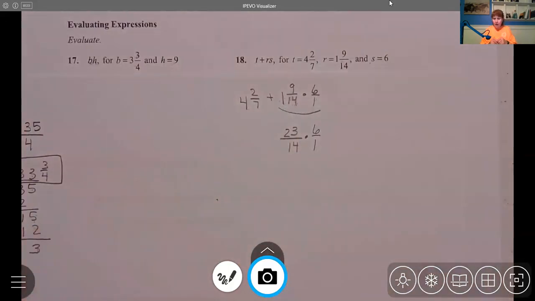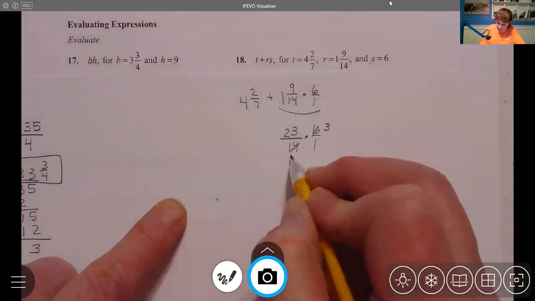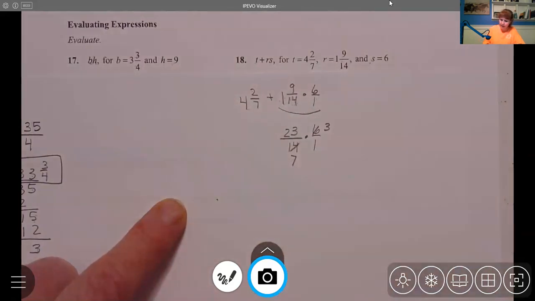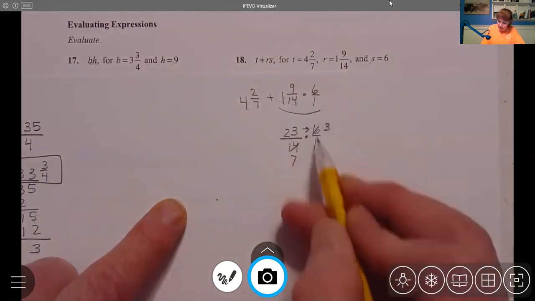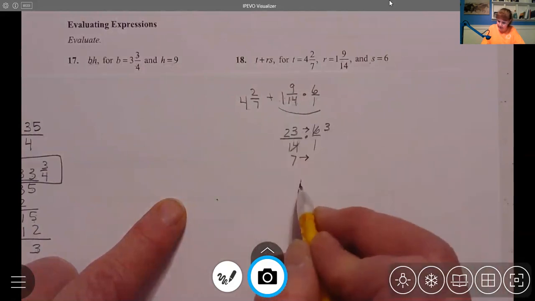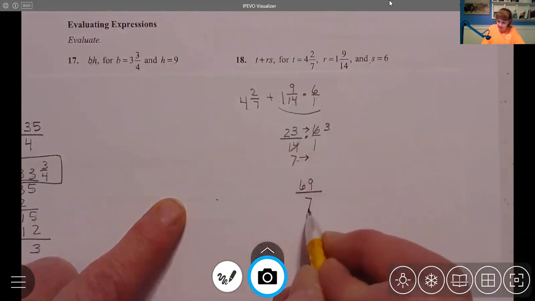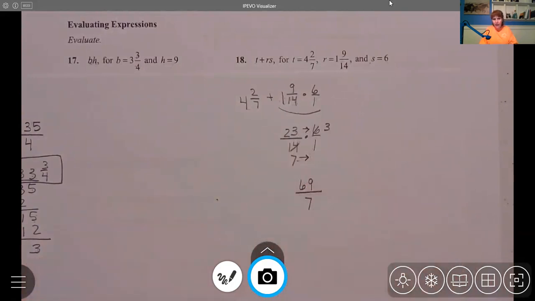Okay. I'm going to reduce because I don't like to work with any larger numbers than we absolutely have to. So 2 goes into here 3, 2 goes into here 7. So when I multiply straight across, 23 times 3 is 69. 7 times 1 is 7. Okay. So now we have 69 sevens.